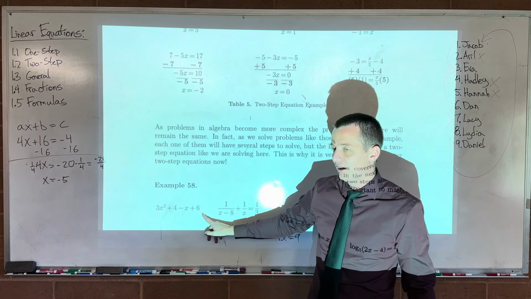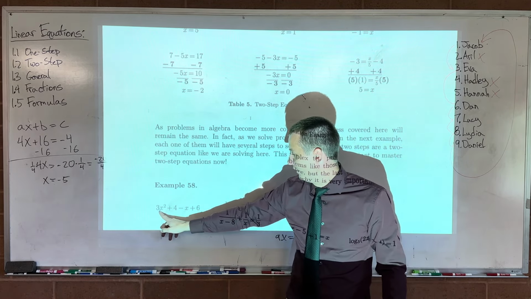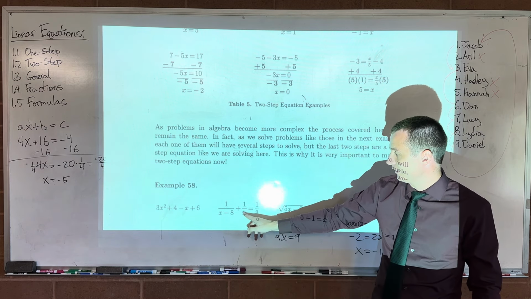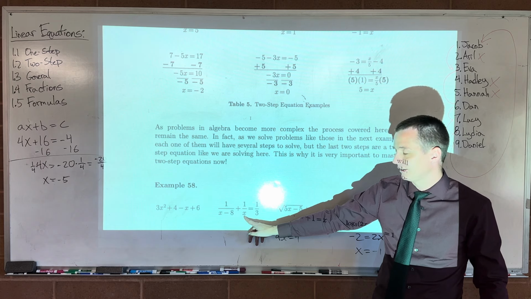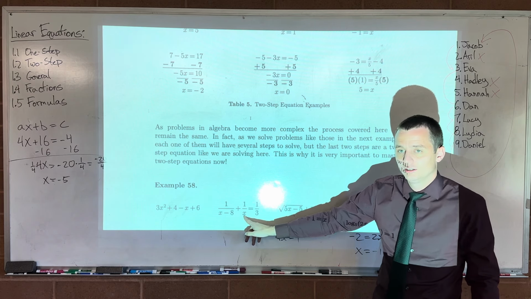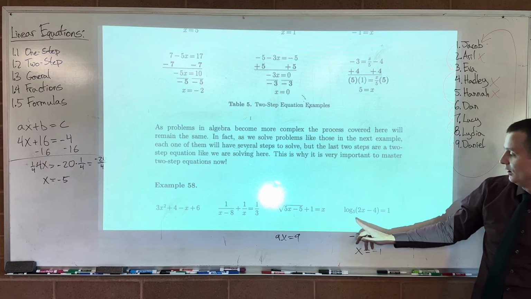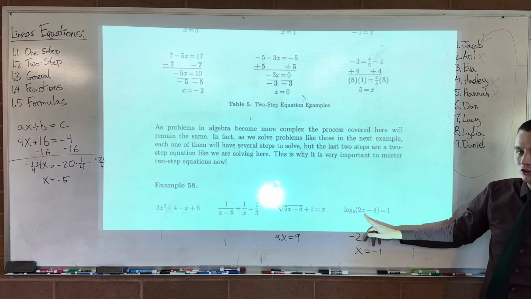These are a bunch of equations that aren't linear. This has an x squared term, so it's not linear. This has an x in the denominator. That's the same thing as x to negative 1, not linear. This has an x under the radical, not linear. This is taking the logarithm of an x, not linear.